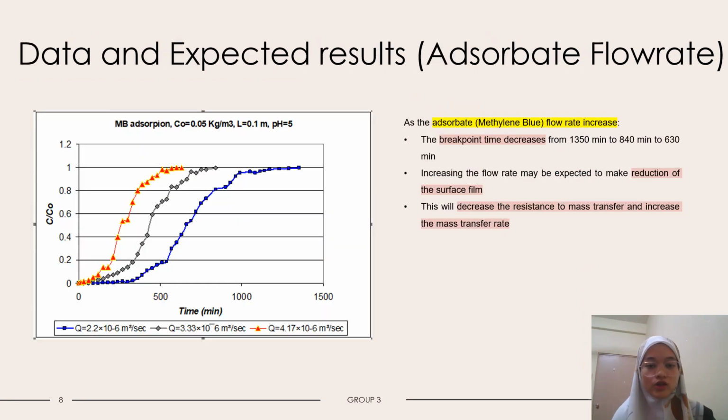For the next factor, which is adsorbate flow rate, as the figure shows, we can see that when the flow rate of the methylene blue increases, the breakthrough time decreases from 1350 minutes to 840 minutes and to 630 minutes. Increasing the flow rate may be expected to cause a reduction of the surface film, which will decrease the resistance to mass transfer as well as increase the mass transfer rate.